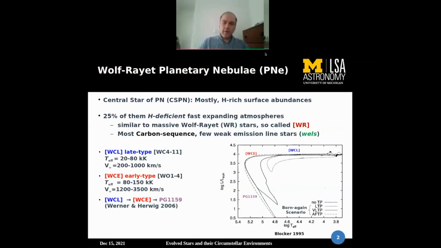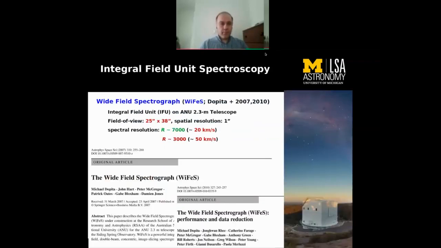Although most central stars of planetary nebulae have hydrogen-rich surfaces, around 25% of them show hydrogen-deficient surfaces, and they show carbon and oxygen enrichment. There is a suggestion that they could be related to a born-again scenario or a very late thermal pulse.